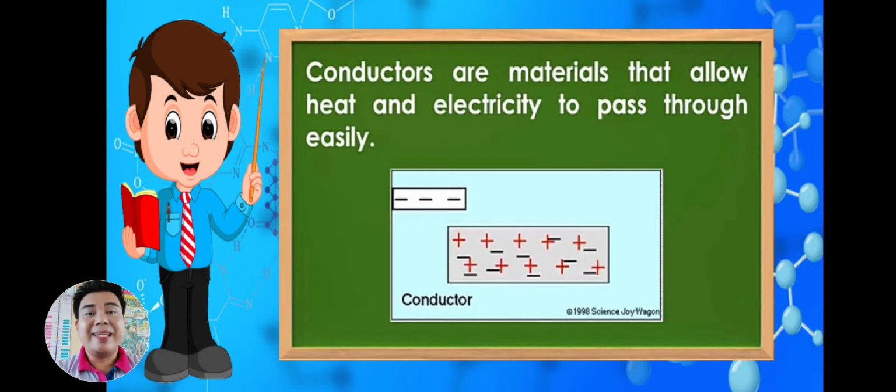Let's spell: C-O-N-D-U-C-T-O-R-S. Conductors. Let us say again, conductors. Conductors are materials that allow heat and electricity to pass through easily. Because these materials have positive and negative charges, the heat and electricity can easily be transferred, absorbed, or pass through these objects.